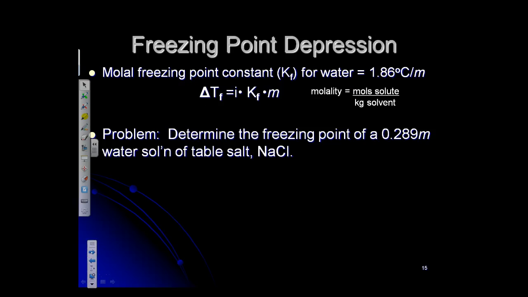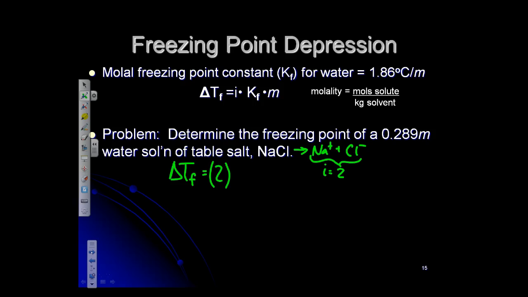So, determine the freezing point of a 0.289 molal water solution of table salt. I'm going to work with this one. I have my equation there, so I'm going to look for my change in freezing point. i is the number of pieces that the solute splits into. So NaCl would split into sodium ions and chloride ions, a total of 2 pieces, so my i is 2.